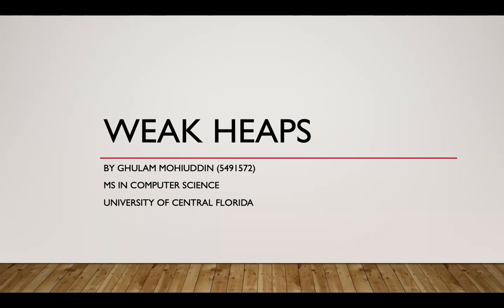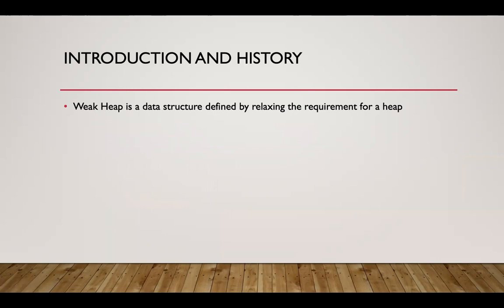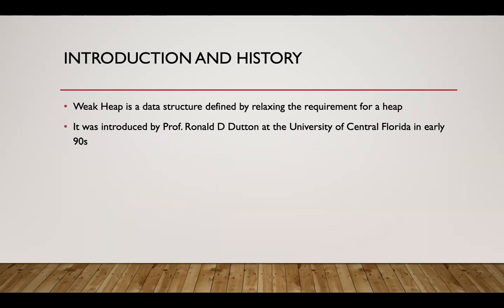So let's first start with the introduction and the history of weak heaps. A weak heap is a data structure which is defined by relaxing the requirement for a regular heap. It was first coined by Professor Ronald D. Dutton at the University of Central Florida in the early 90s.